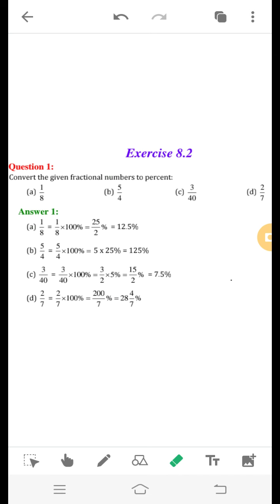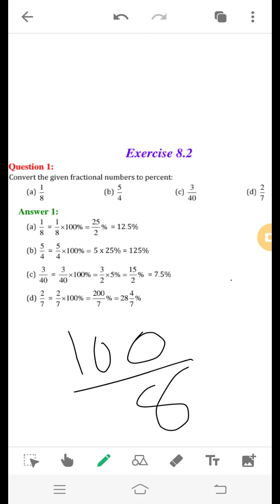Now let us understand the same concept with examples from the exercise. Here, convert the fraction number into the percentage. The first one is given, 1 upon 8. The same concept, you have to multiply that number with 100. So multiply 1 upon 8 with 100. 1 multiply 100, so the number becomes 100 divide 8.